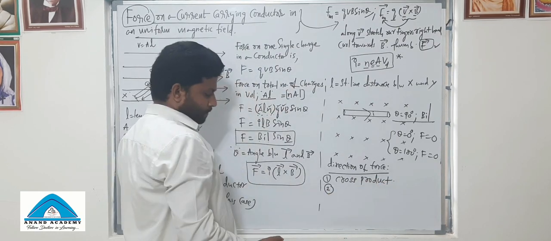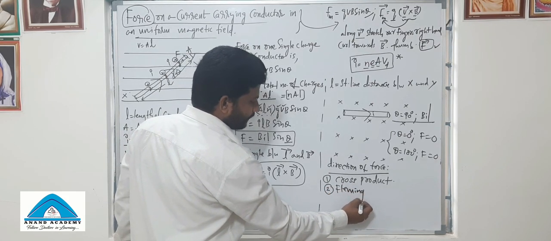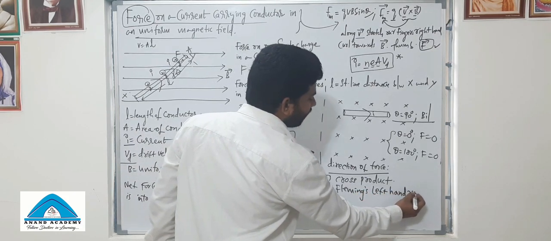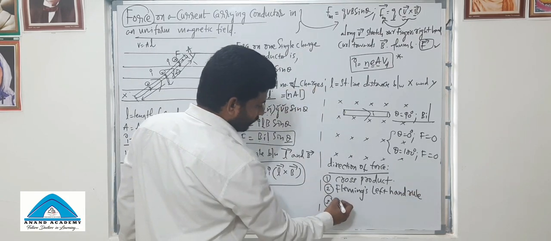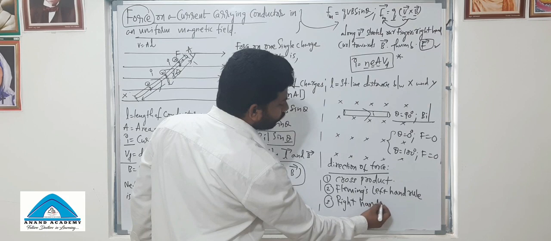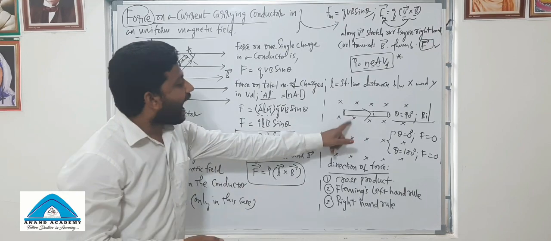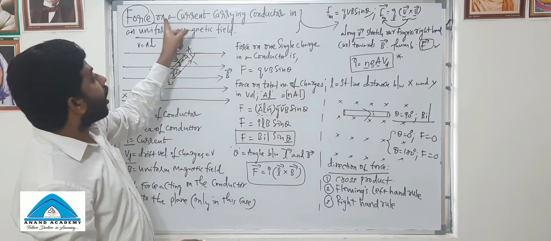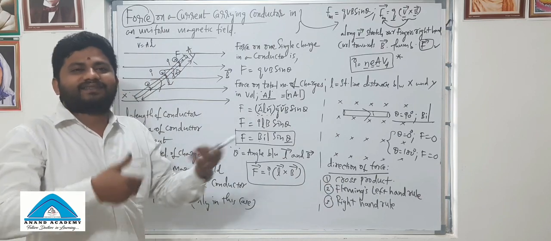Number two is Fleming's left hand rule. Fleming's left hand rule. And number three is right hand palm rule. Okay. So by using these three rules, we can find the direction of the force on a current carrying conductor in a uniform magnetic field. We can find it by using these three. And let's discuss one by one.